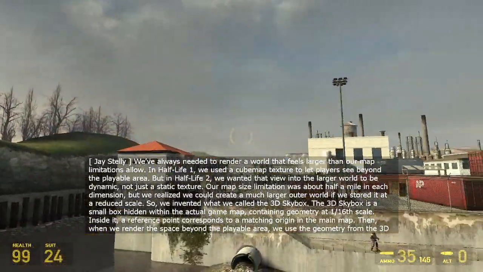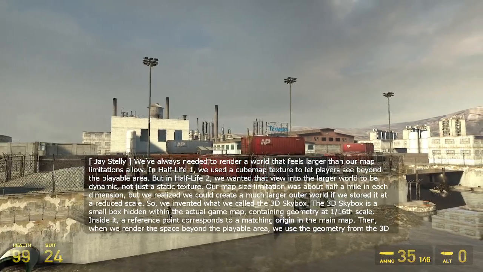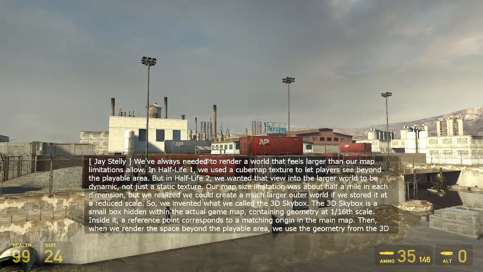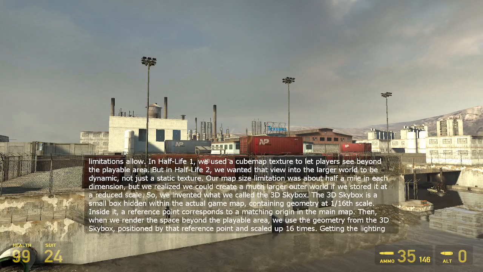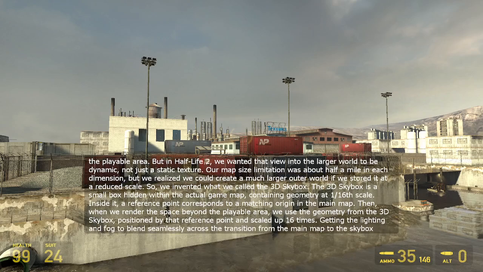Skybox. We've always needed to render a world that feels larger than our map limitations allow. In Half-Life 1, we used a cube map texture to let players see beyond the playable area. But in Half-Life 2, we wanted that view into the larger world to be dynamic, not just a static texture. Our map size limitation was about half a mile in each dimension, but we realized we could create a much larger outer world if we stored it at a reduced scale. So, we invented what we called the 3D Skybox.